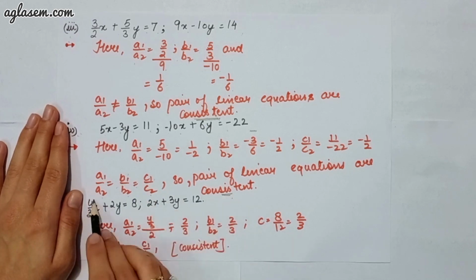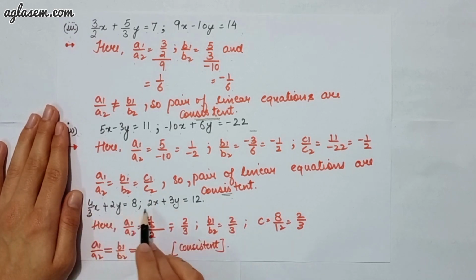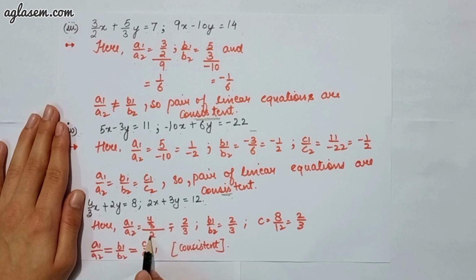The fifth part says 4 upon 3 x plus 2y is equal to 8 and 2x plus 3y is equal to 12. Here a1 upon a2 is 4 upon 3 divided by 2, which will give you 2 by 3. b1 upon b2 is 2 by 3. c1 upon c2 is 8 upon 12, which will give you 2 by 3. It means they are consistent because they are all equal.